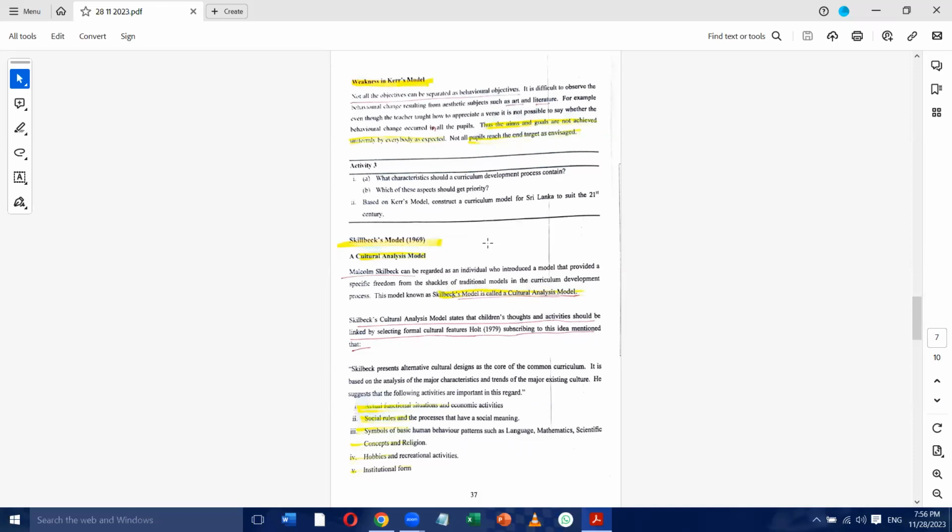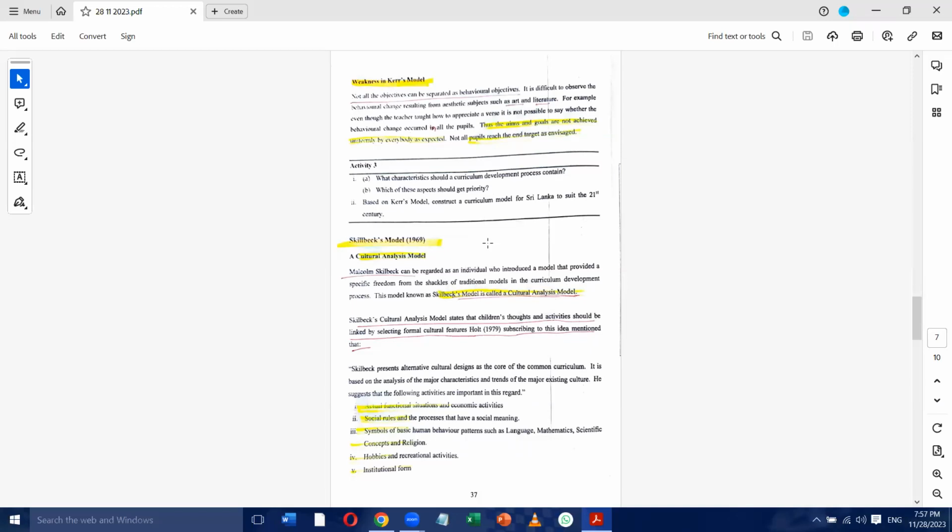Okay. The first one is actual functional situations and economic activities. So that is very important. When we talk about culture, there is also the social and economic background. So the economic activities.